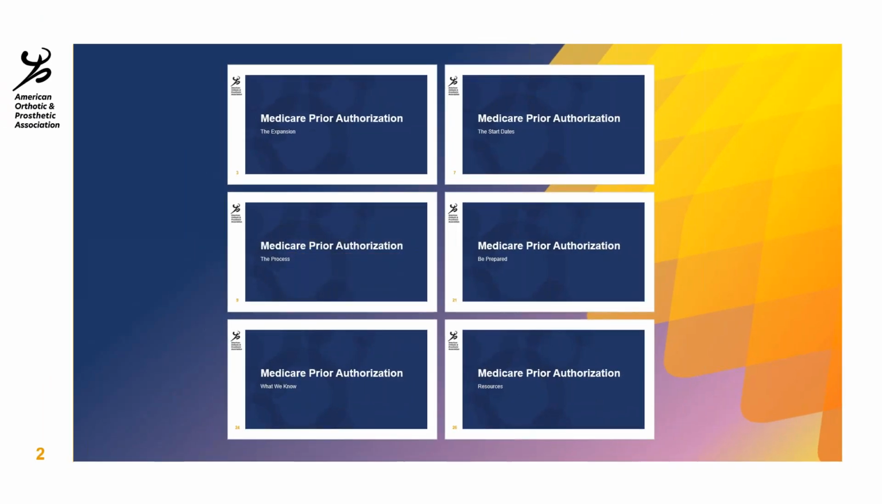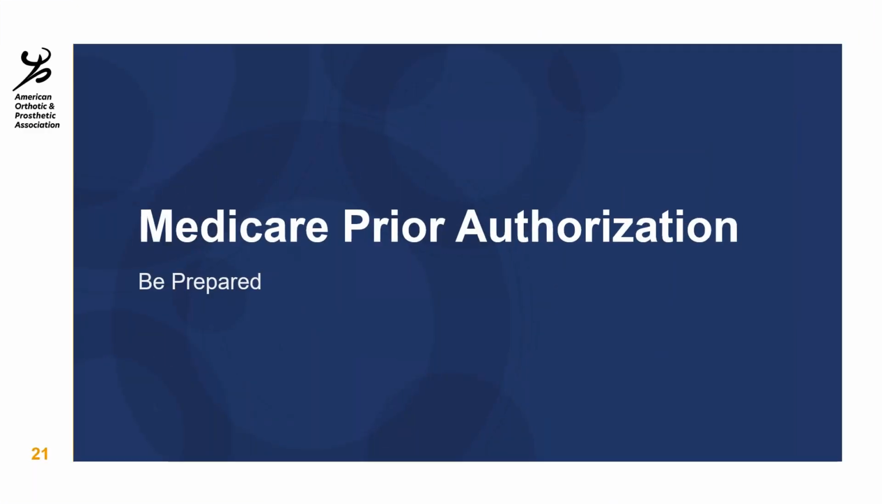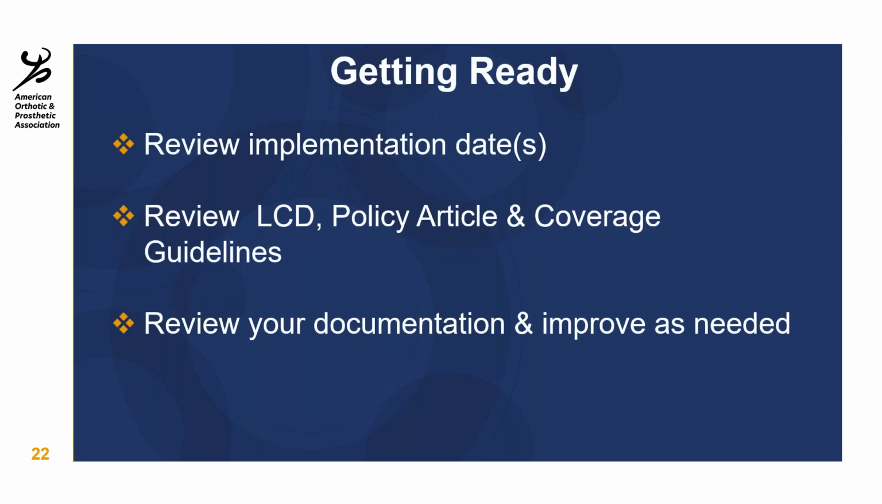Okay, so that takes care of the process. Now we're going to give you some tips on how you can get prepared and ready for the rollout of the orthotic expansion of prior authorization. The first thing you want to do is to make sure you are aware of the implementation dates that Joe talked about and when it will be time for you to start submitting a request. Also, if your practice sees patients from multiple states, be sure you're aware of when prior authorization started in your patient's state, since the request is going to be based on where that patient is residing and not where your facility is.